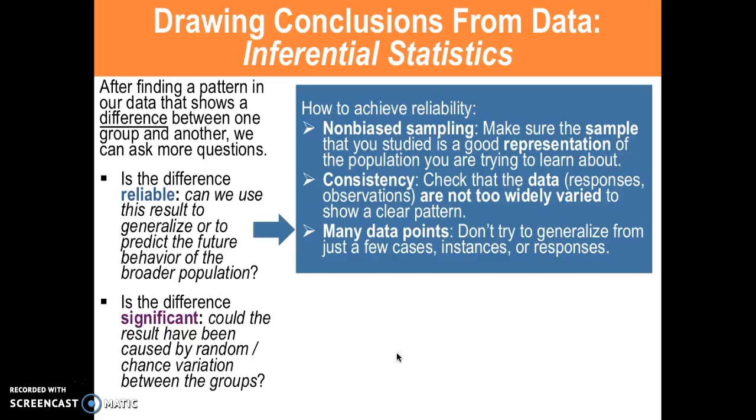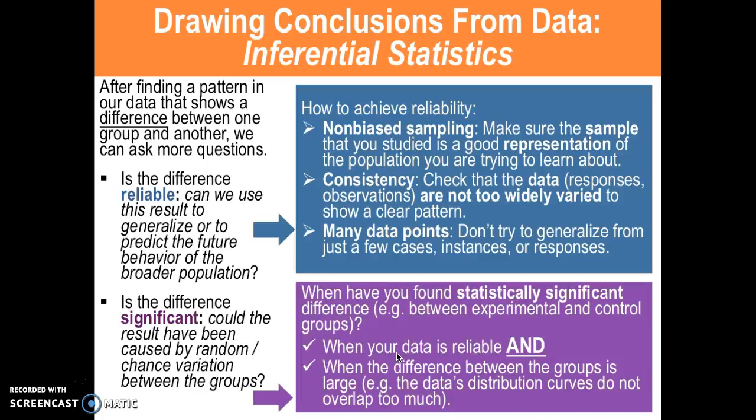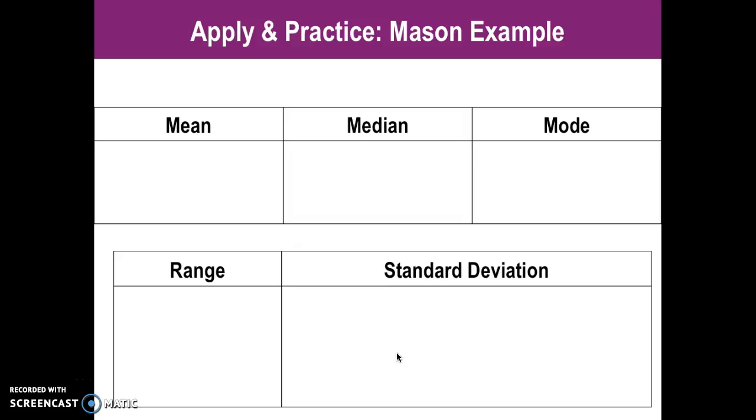Now, how can we find out if the difference is significant? Could the result have been caused by a random or chance variation between the groups? When we find out that something is statistically significant, we find that the data is reliable and that the difference between the groups is large. The difference between our experimental group and our control group is large, and our data is reliable. You are going to complete and apply and practice on psychological statistics.